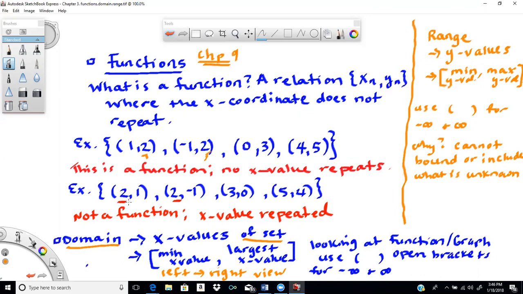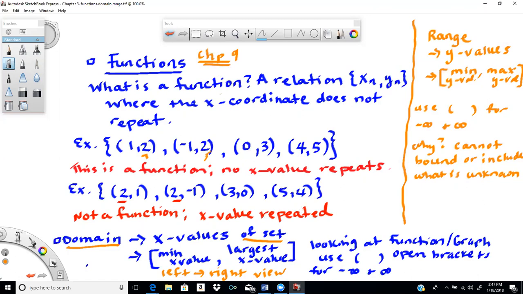Now, what I did is flip the coordinates around, and I have (2, 1), (2, -1), (3, 0), and (5, 4). Now notice the difference. Here, x repeats. So if x repeats, this is not a function because the x value repeated.